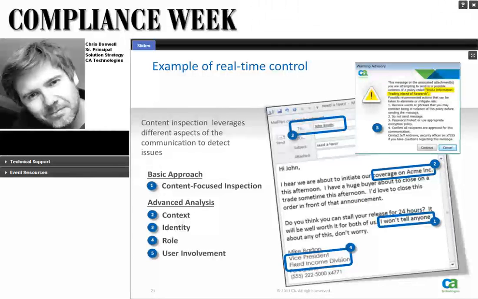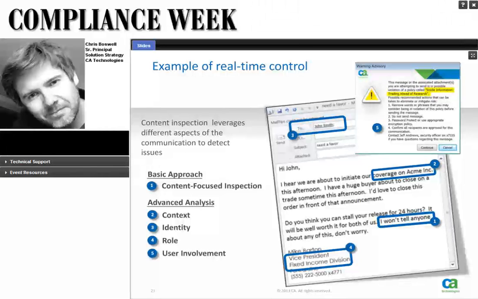So we've been talking about control. I'll give you an example of a real-time control. I have Mike Barton, the Vice President of the Fixed Income Division. He's sending John Smith an email. And, hey, John, we're about to start coverage on Acme this afternoon. I've got Spire about to close this deal. Can you hold off on your release for 24 hours? By the way, I won't tell anybody.